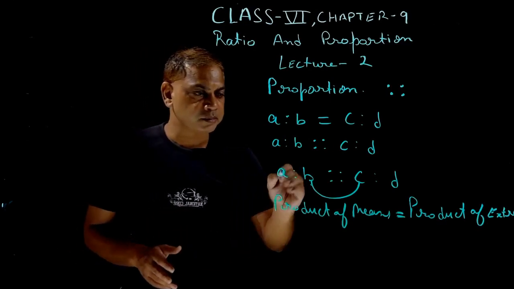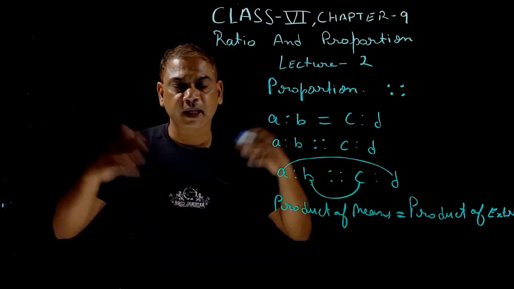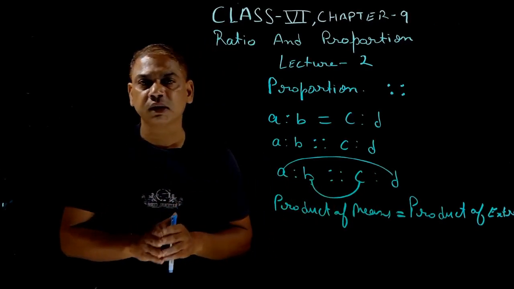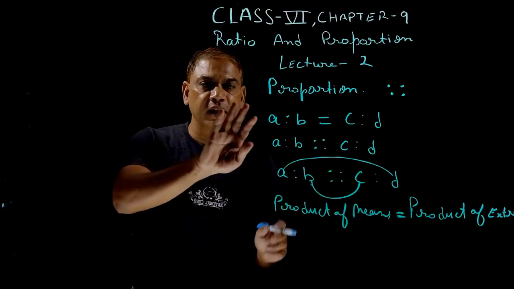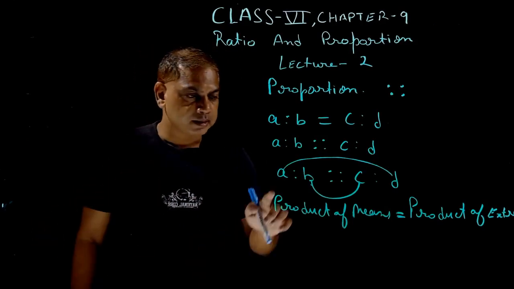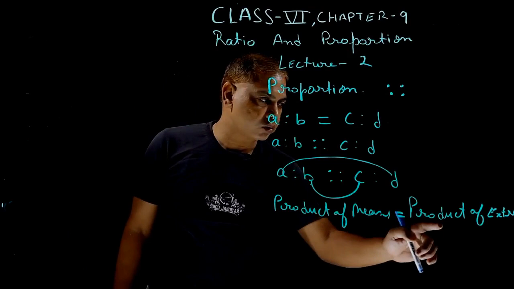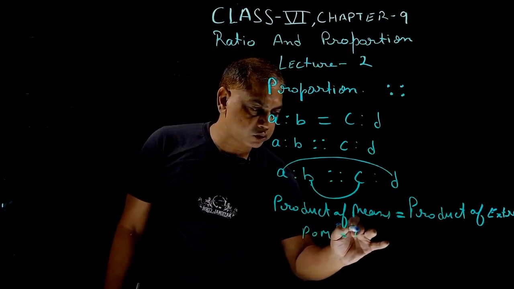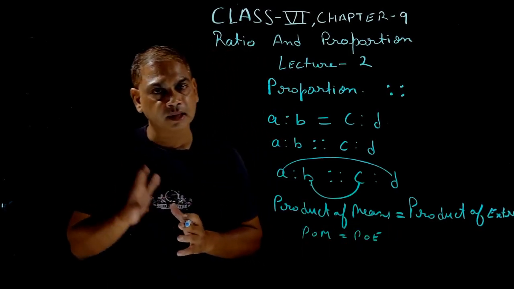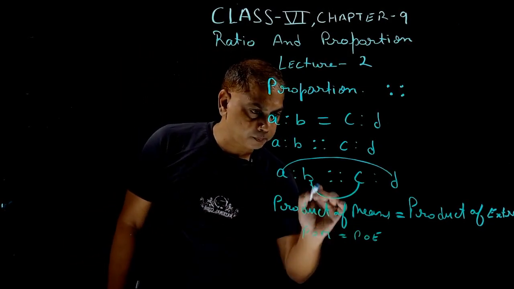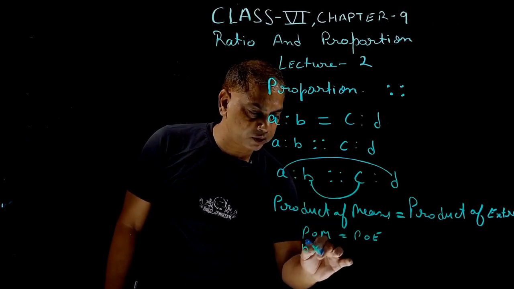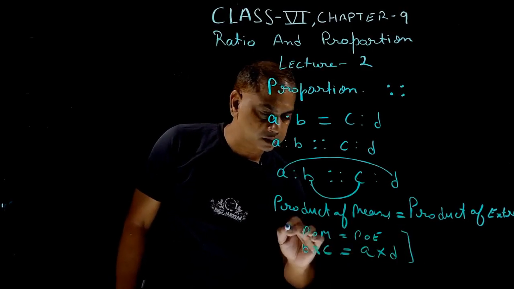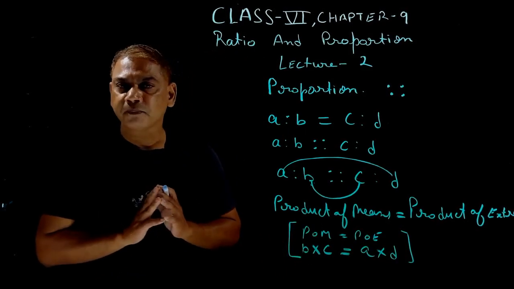ओके, एक्सट्रीम्स क्या है बेटे? A और D are extremes. जो बाहर की तरफ होती है वैल्यूज उनको हम एक्सट्रीम बोलते हैं, और जो अंदर की तरफ दो वैल्यूज लिखी हुई हैं, these are known as means. So when the given ratios are in proportion, then product of means is equal to product of extremes. आप इसको शॉर्ट में POM is equal to POE भी लिख सकते हैं. क्लियर है स्टूडेंट्स? Now here product of means B into C should be equal to A into D. ये आप लिख लें. This is the important formula in this proportion.